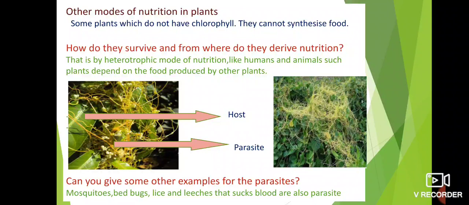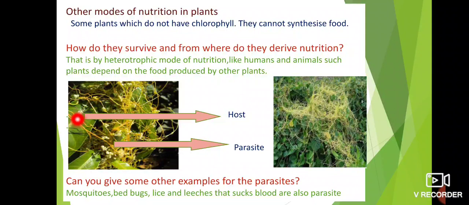See here, there is an image I have given. The green leaf of a plant. This green leaf of a plant produces food. This green leaf contains chlorophyll. That plant is called host. This green part of a plant contains chlorophyll. That means it prepares its own food.